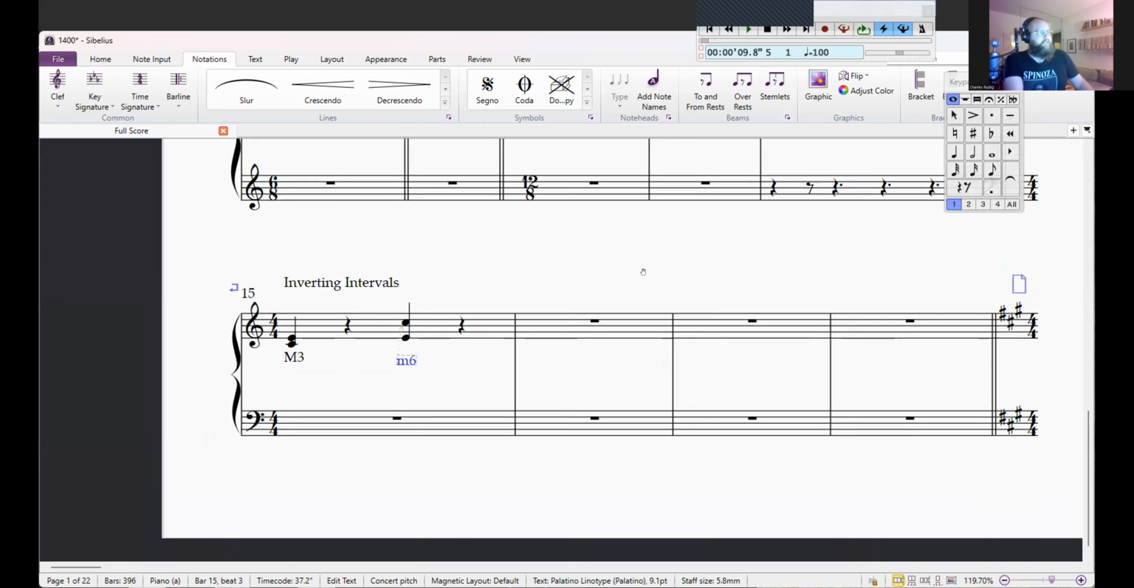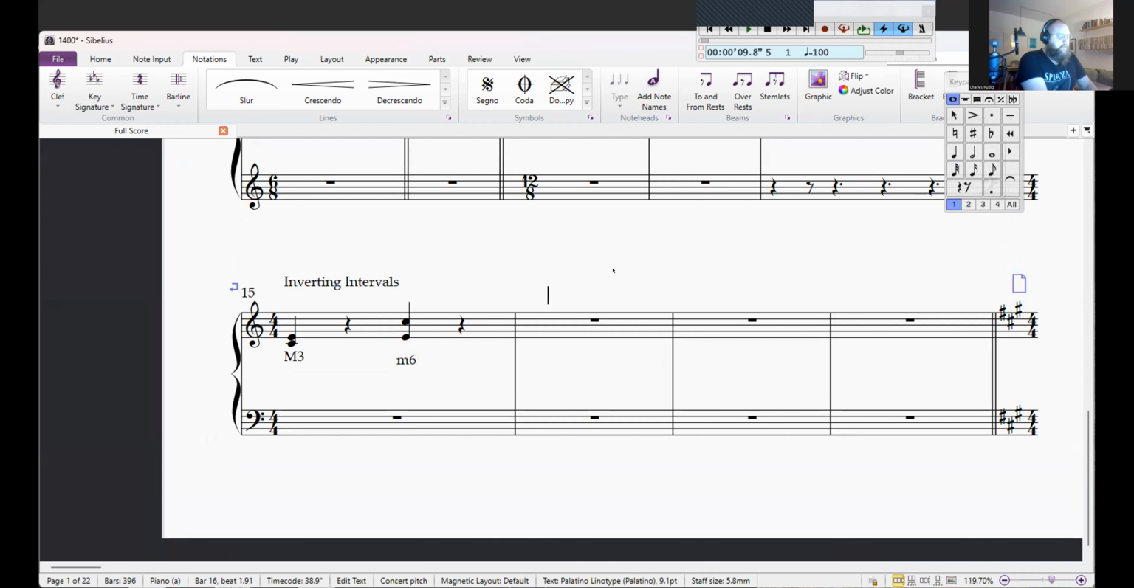And there is a pattern to this. So perfect intervals invert to perfect intervals. Major intervals, and we just saw this right there, invert to minor intervals. And augmented intervals invert to diminished intervals. Okay, so there's your little pattern. Another little pattern: the 2 numbers always add up to 9. So a unison inverts to an octave, a second inverts to a seventh, a third inverts to a sixth, a fourth inverts to a fifth, and that's it.